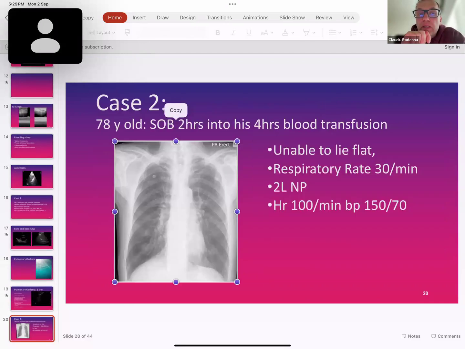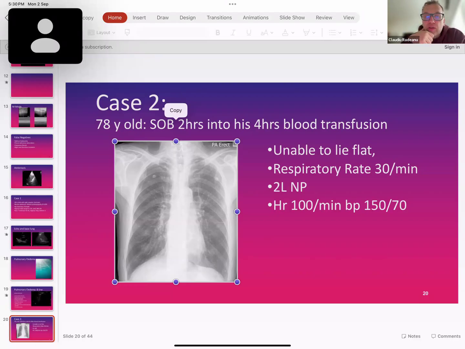Now, case number 2. So this is a 78-year-old gentleman who came with shortness of breath. He was admitted in the hospital for blood transfusion. He didn't have much medical condition, but he was found to be anemic, and he required blood transfusion. Within 2 hours of this blood transfusion, he started becoming short of breath. He was not able to lie flat. He became tachypneic with a respiratory rate of 30, started requiring oxygen. His heart rate started increasing, and so did blood pressure.